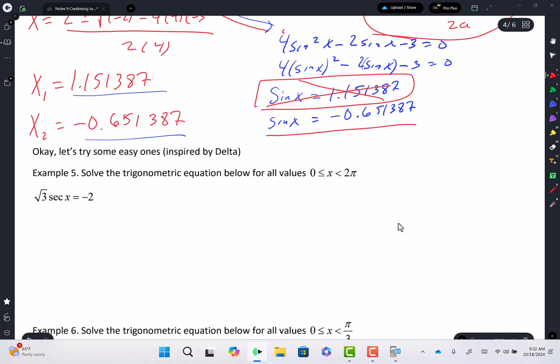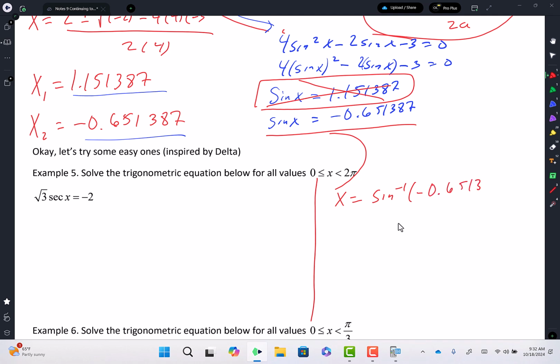So I'm going to write it right here. I'm going to use some of this space because you don't need all that space here. So I'm going to go ahead and do this. X equals arc sine of negative 0.651387 plus 2 pi n.